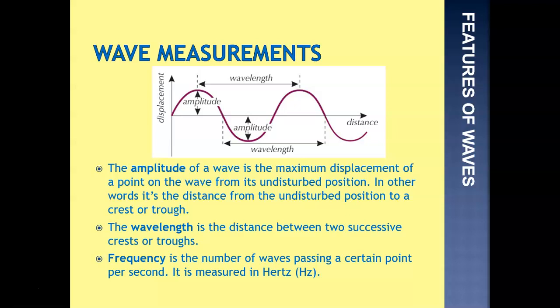The wavelength, that's the distance between two successive crests, or two successive troughs. So the distance between two of the exact same points on the wave, that would be the wavelength. That's measured in meters. And the frequency, that's the number of waves that pass by a certain point per second, and we'd measure that in hertz.